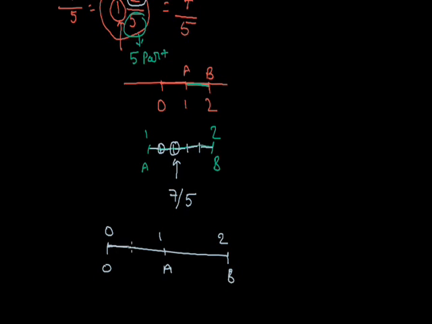If we count O to A, this is 1 unit complete. And if we divide A to B in 5 equal parts, 1, 2, 3, 4, and if we count from A to 2, that's represented in the form of 2 by 5. So that part is called our 7 by 5.